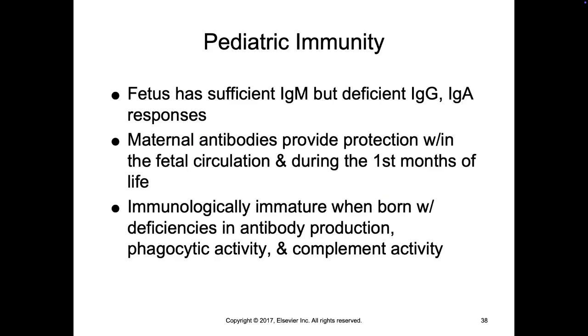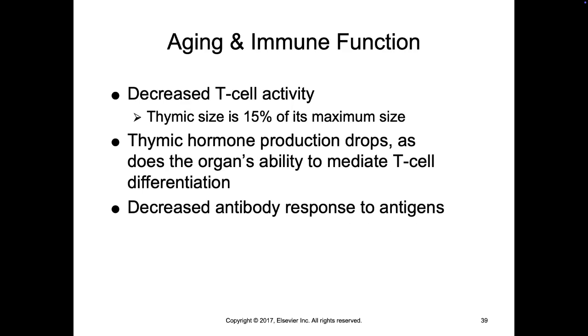Fetuses have sufficient IgM but lack IgG or IgA response because their immune system isn't yet fully mature. Maternal antibodies provide protection in the fetal circulation during the first months of life, and that comes from cord blood, colostrum, and breast milk. Immunologically immature when born, there are deficiencies in antibody production, phagocytic activity, and complement activity that eventually mature. This is one of the reasons why babies that are nursed tend to do better with infection than babies that are brought up with formula.